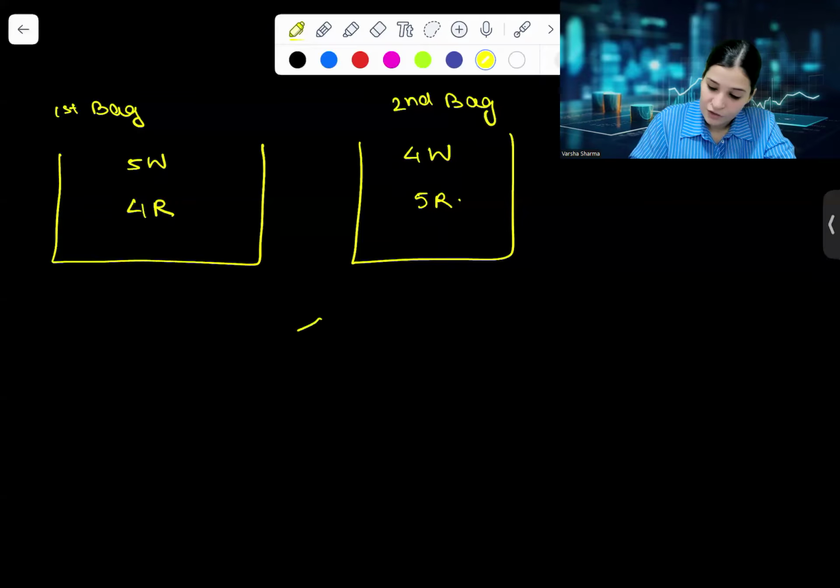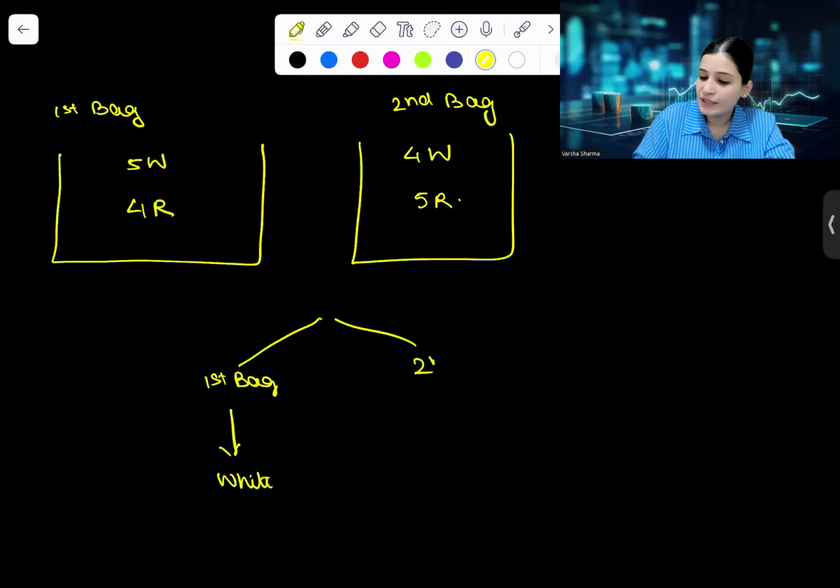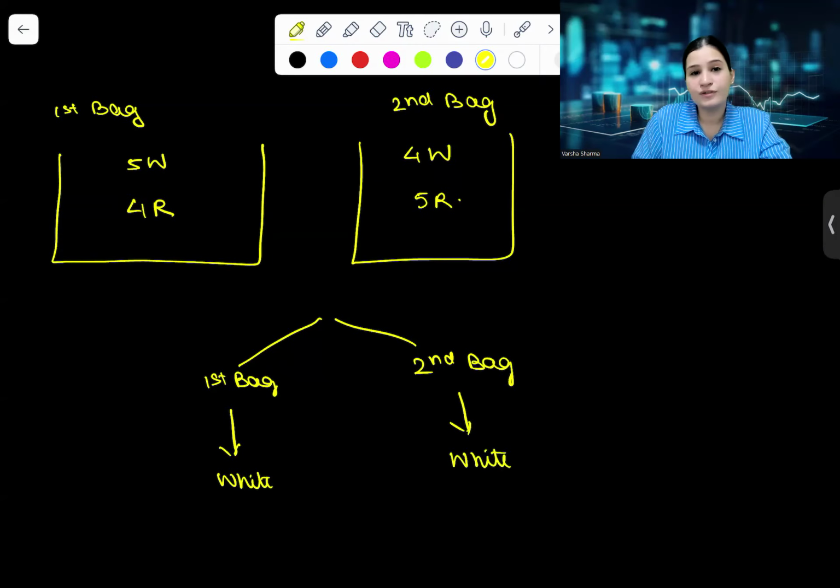Yes, ma'am. So first bag selection. So I can choose the first bag and then I can select a white ball, or I can choose the second bag and then choose a white ball. Everybody understood with this?